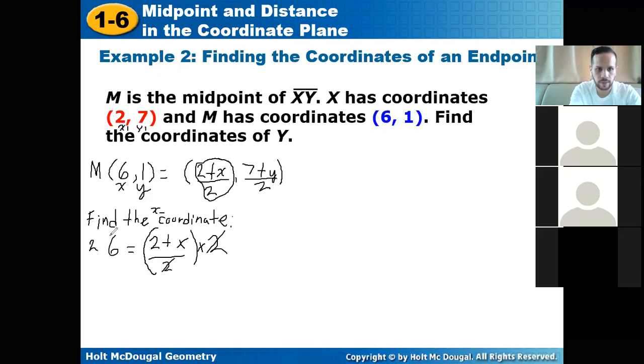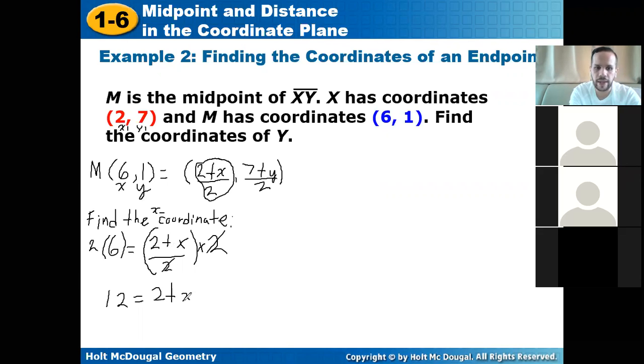So let's multiply by 2 in the other part. In the other part, 2 times 6 is 12. And in this part, the 2 cancels with the 2, so we have left 2 plus x. Hasta ahí, ¿estamos bien? So what do you see we have to do now?